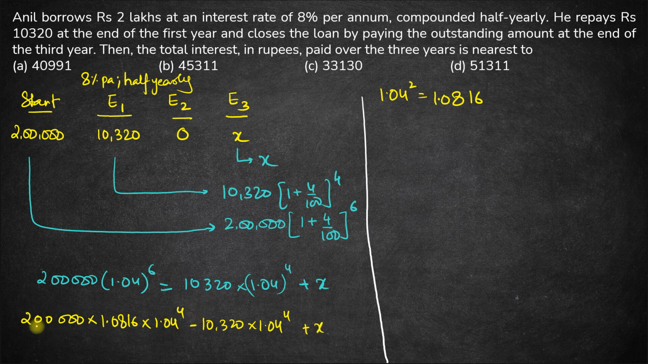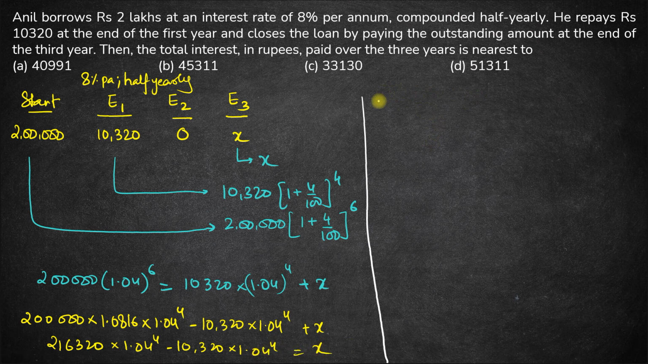Now 2 lakh into 1.0816 is 216,320 into 1.04 to the power 4 minus 10,320 into 1.04 to the power 4 is X. Okay. Now this makes things a little easier. So this is 2,16,320 minus 10,320. So 320 cancels out. We have 000. 216 minus 10 is 206. So 206,000 into 1.04 raised to the power 4 is equal to X.